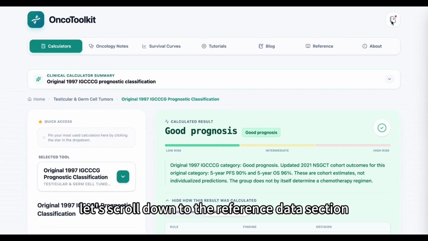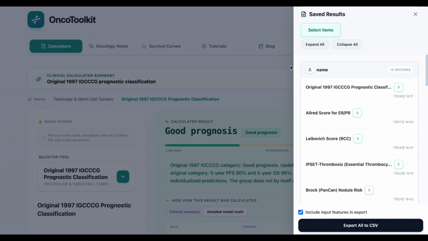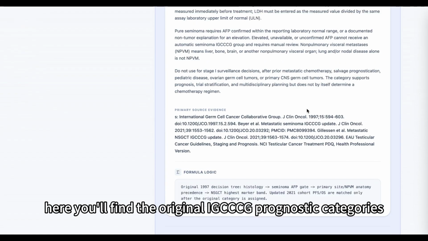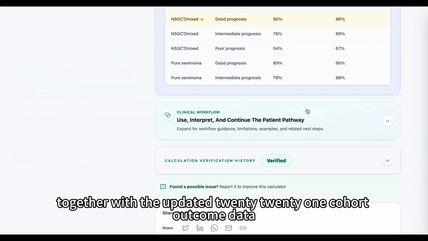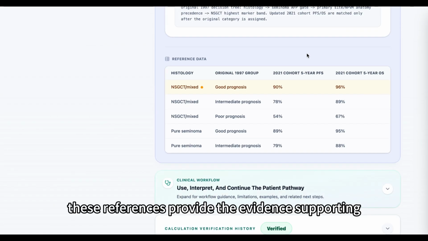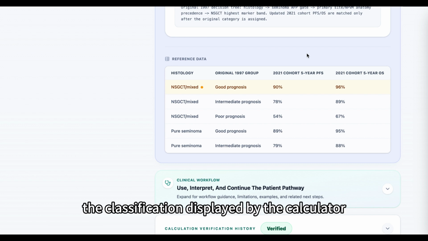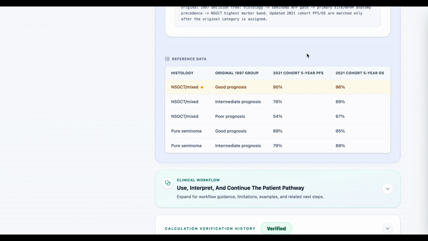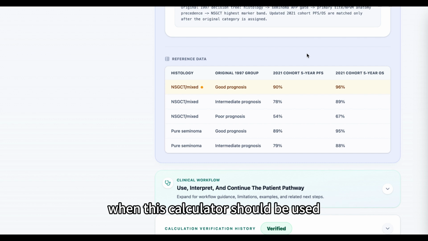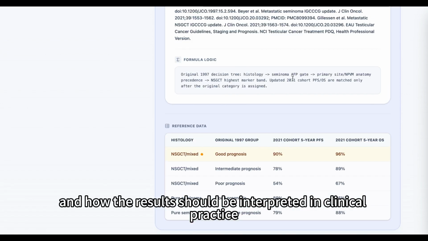Next, let's scroll down to the Reference Data section. Here you'll find the original IGCCCG prognostic categories, together with the updated 2021 cohort outcome data. These references provide the evidence supporting the classification displayed by the calculator. Below that, the clinical workflow section explains when this calculator should be used and how the results should be interpreted in clinical practice.